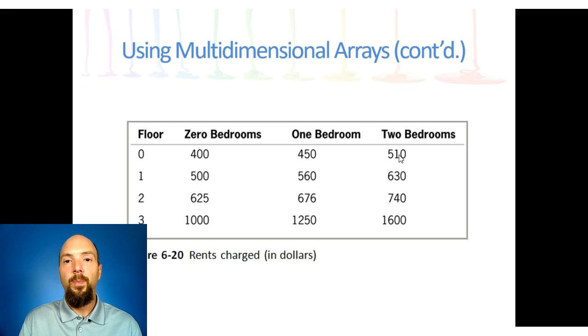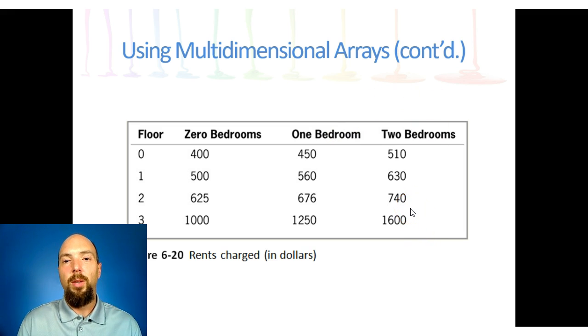So what this allows us to do is put all this information into one array. Because if I were to do this as single arrays, I'd have to make one array to hold the floor. I'd have to make an array to hold if you have 0 bedrooms, another array to hold if you have 1 bedroom, and another array to hold if you have 2 bedrooms.